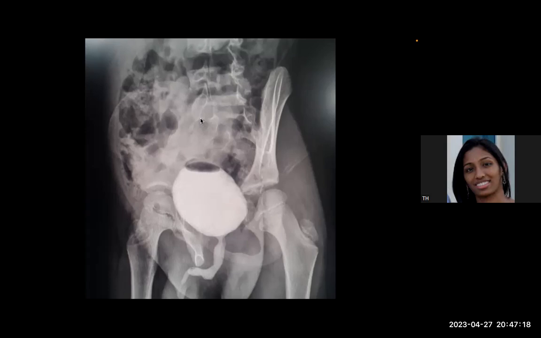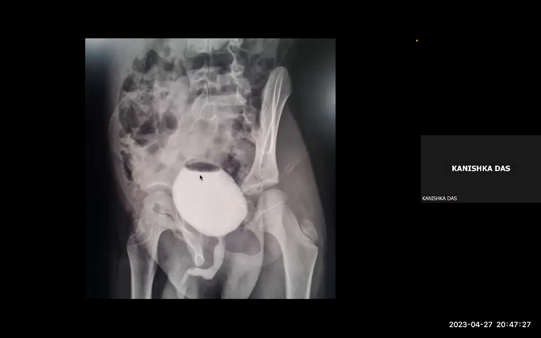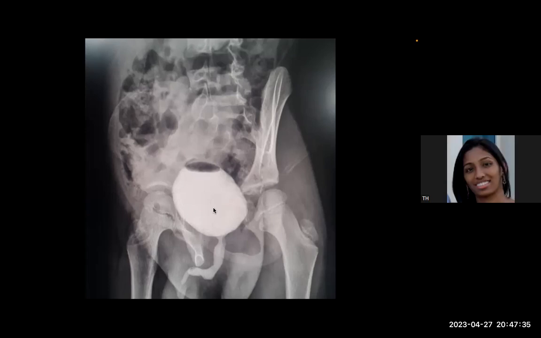There's an air fluid level in the bladder, filling defect in the bladder. Where's the filling defect? You're talking about air fluid level at the dome of the bladder, yes, sir. Okay, this you said. The bladder contour appears normal. There are no trabeculations. Before you go further, how can this air fluid level suddenly come like this?